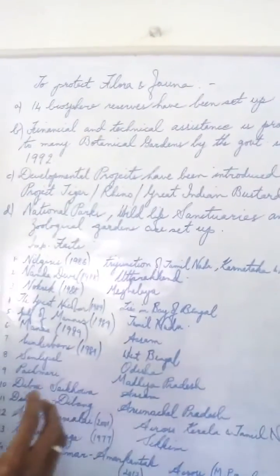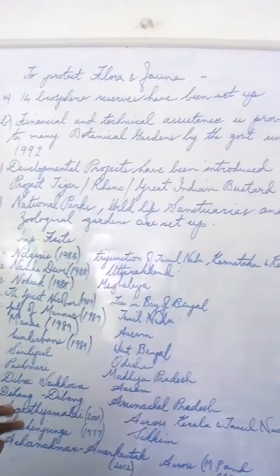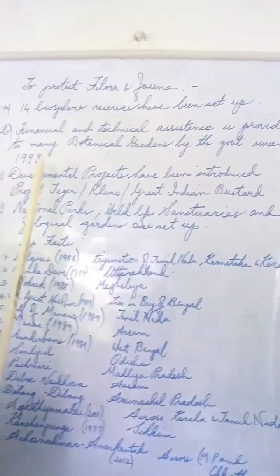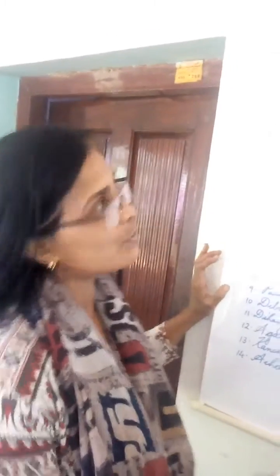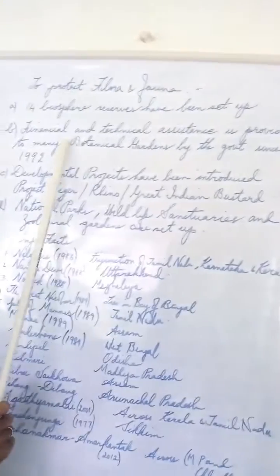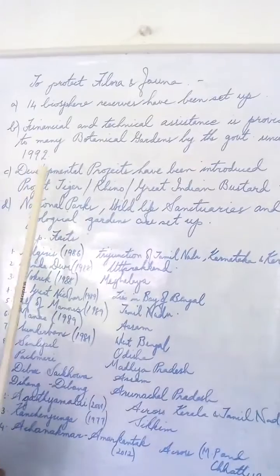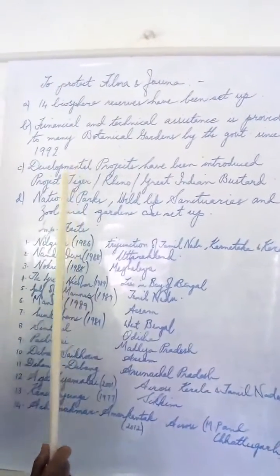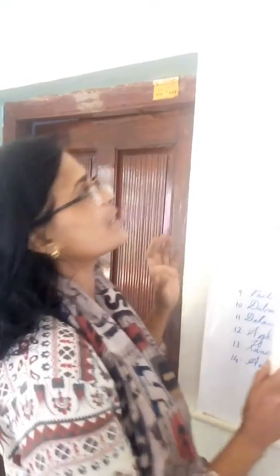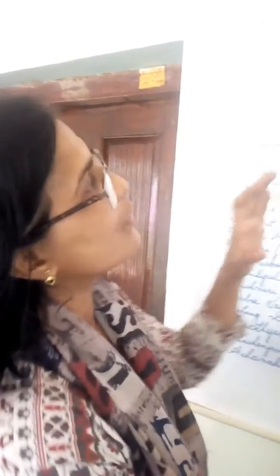First and foremost, the government has introduced 14 biosphere reserves. So that also goes towards protecting the resources of our country. Then, not only that, for maintaining all this, obviously financial assistance is required. That was provided by the government. So financial and technical assistance has been provided to many botanical gardens by the government of India since 1992. The government started giving financial aid for keeping up the botanical gardens.